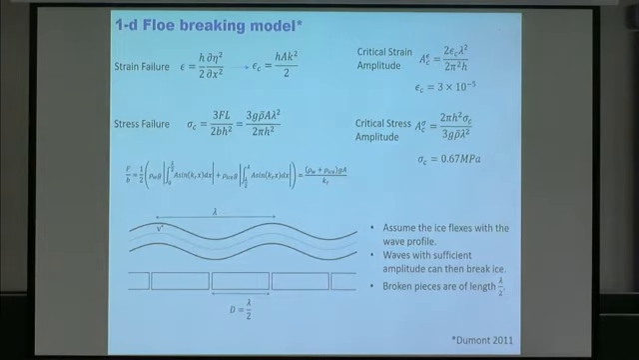And so, just taking this for what it is, looking at this model, what does it do? Well, with these criteria, you assume the ice flexes with your wave profile. If your wave has sufficient amplitude, it'll break the ice, and then it'll shatter it into pieces of lambda over 2.